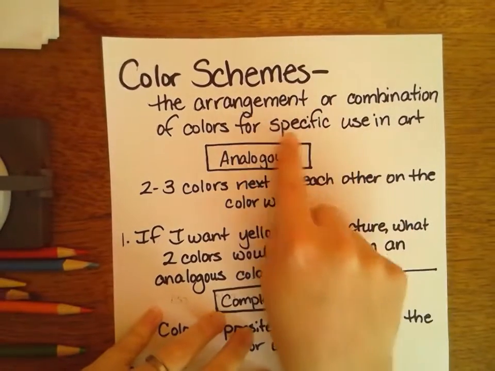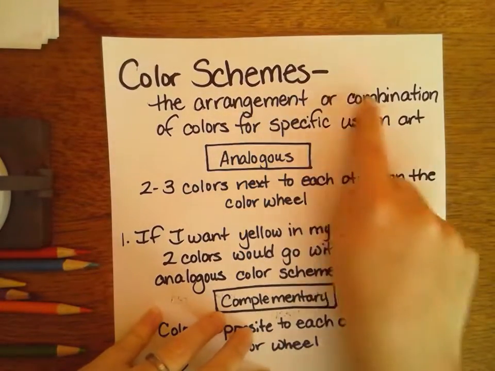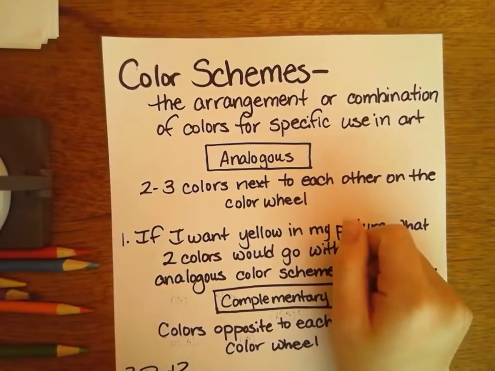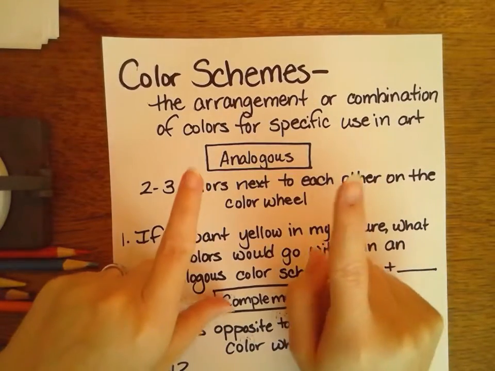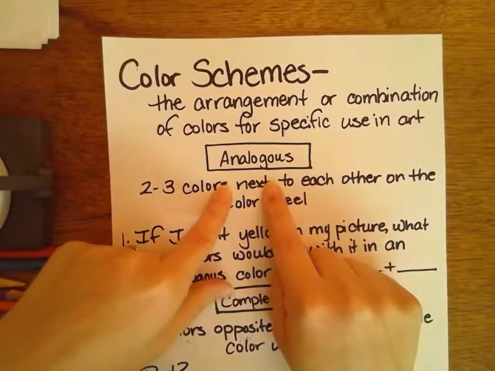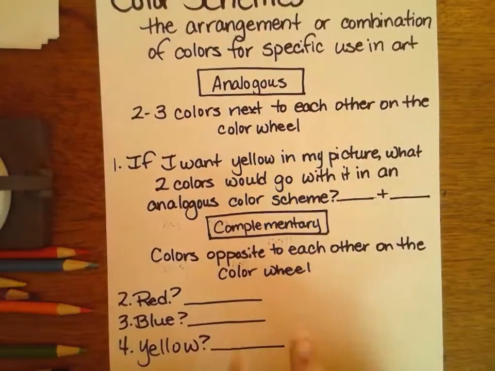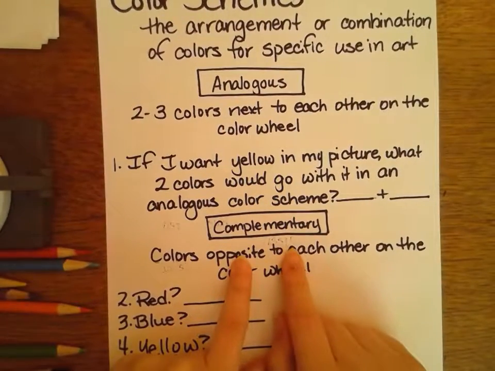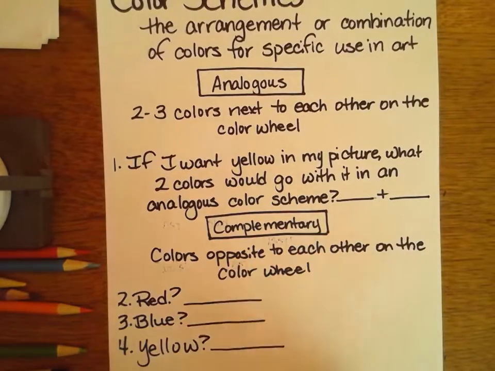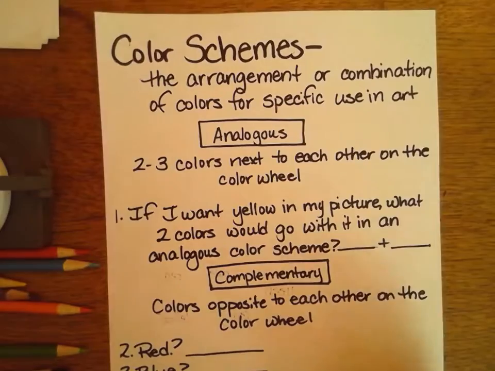So whenever they say for specific use, basically I'm either picking a picture that I want to feel harmonious, like it goes together, or complementary, where I'm going on the opposite side. I don't want it to feel like it goes together. I want something to stand out. So first we're going to talk about analogous.